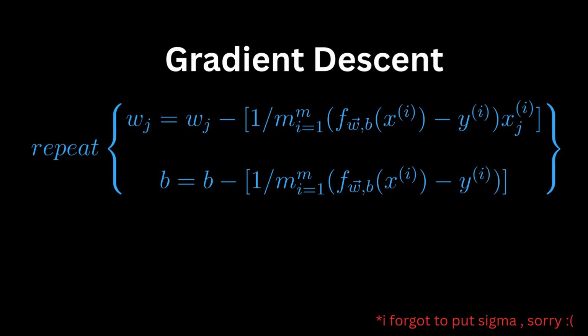Now let's finally see gradient descent for logistic regression. We write gradient descent as, yes, it is exactly the same as linear regression. So what has changed? The changed thing here is f of x. Here, f of x is the sigmoid function from earlier and not w times x plus b.